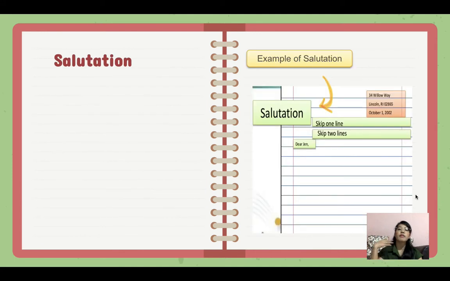Okay, and for the salutations, remember you have to pay attention to the example of salutation. While I explain or read the explanation of salutations, you have to pay attention to the example so that you can remember. Okay, you can see and understand the template, what the salutation is, what you have to skip, etc.